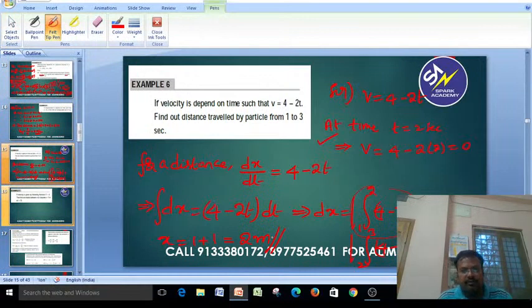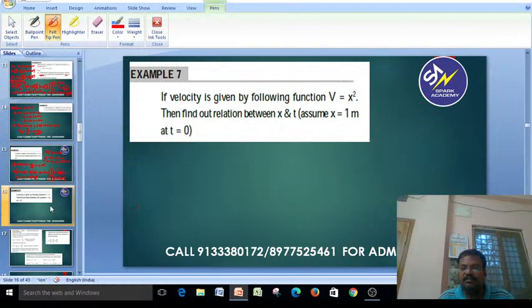Like this you have to follow whenever he asks the distance traveled by the particle from 1 to 3 seconds of time. Means in between the second, the velocity of the object is 0 or not, let us check it. Afterwards you have to follow. Right. Let us try to check it.